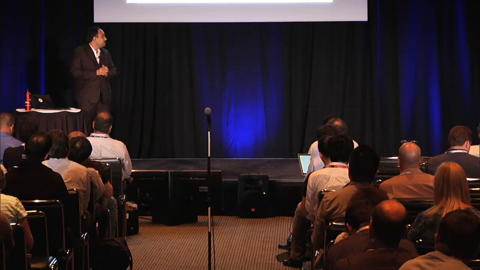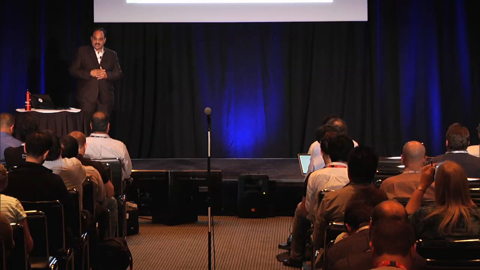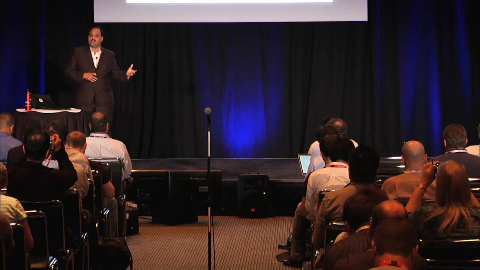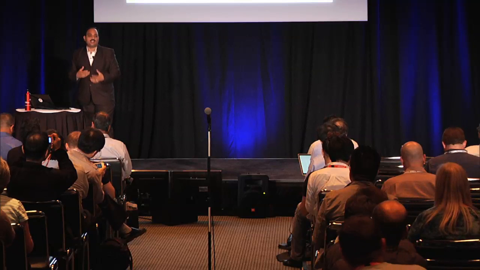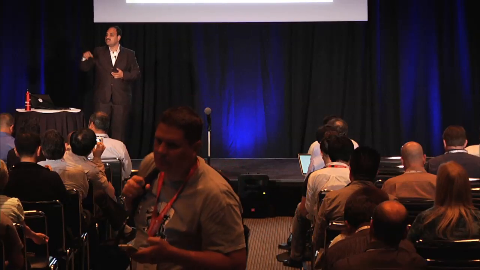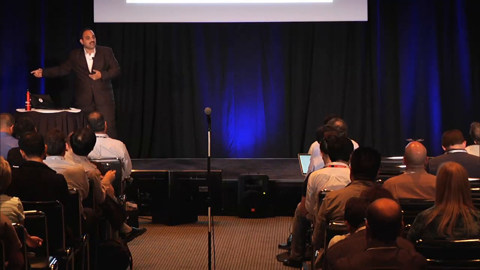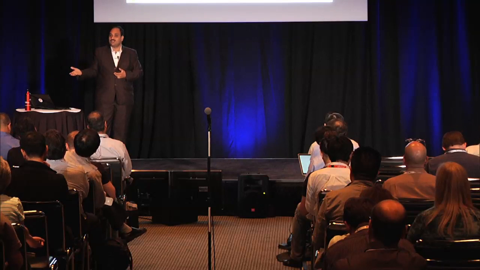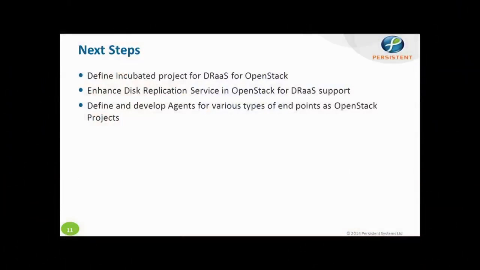Next steps is, we wanted to put up an incubated project for DRS in OpenStack. And then the disk replication. Today what we are doing is using disk replication agents on the source and destination. But if we have a disk replication service such that, okay, can you replicate this VM to a destination or something like that, then it would be more useful when you are doing a DR from OpenStack to OpenStack or vice versa.